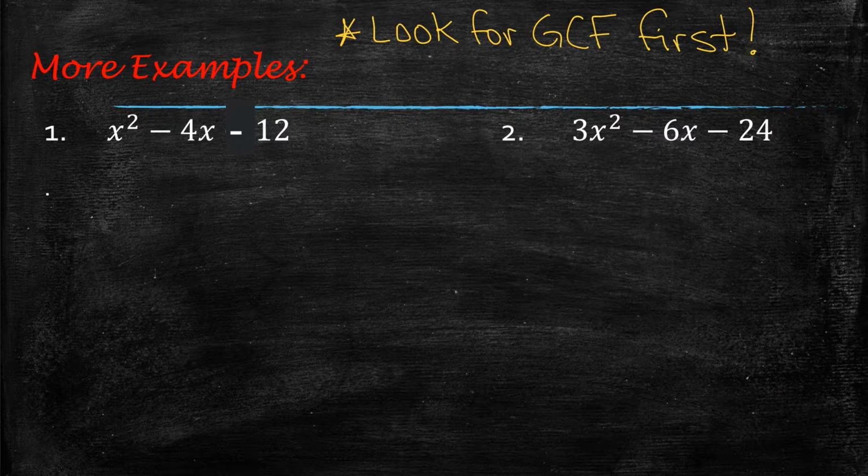All right, let's go ahead and look at an example. Now, one thing I did want to mention is before you use your box method, you need to make sure that this trinomial does not have a GCF, or if it does, then you need to factor that out first. So in this first example, we have x squared minus 4x minus 12, and it does not have a GCF. There's nothing that I can divide out of it first.